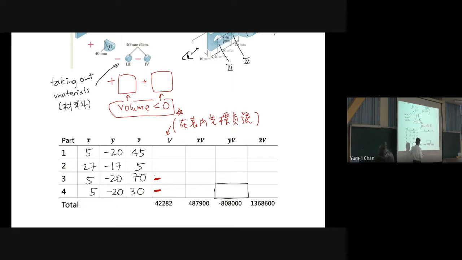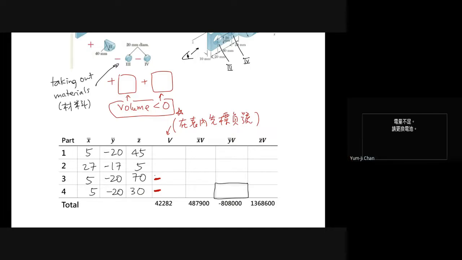So y bar is equal to minus 20 millimeter, and this volume is equal to minus, what I forgot. But to get the results, of course, we have minus.